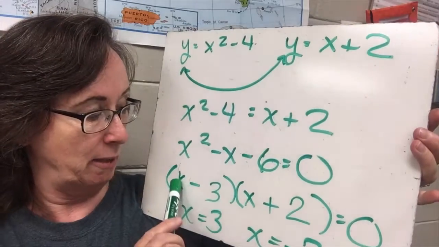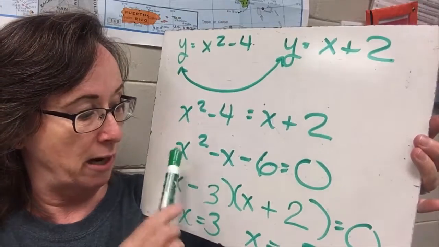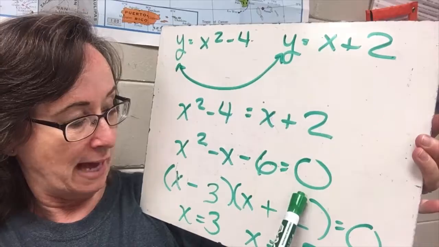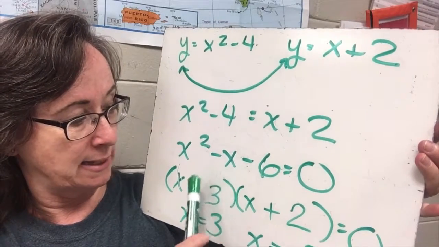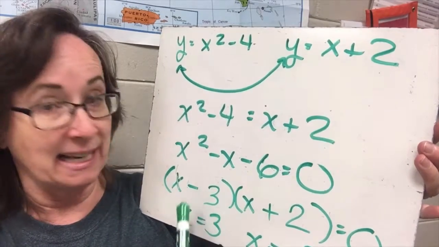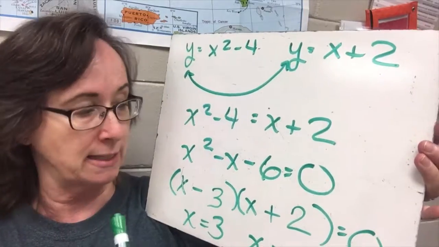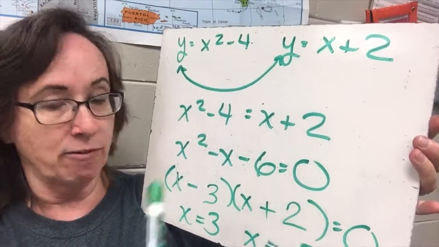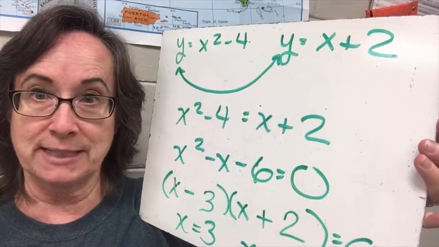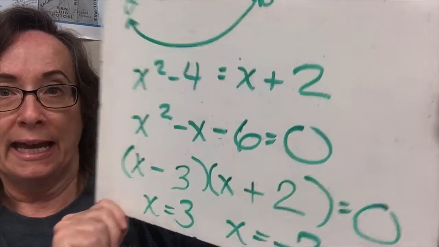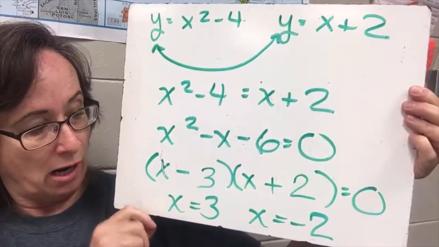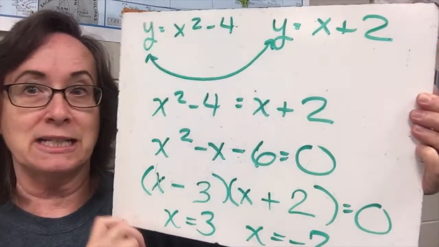Now remember, these factor because they FOIL to give me back the original. Remember foiling: we multiply these two, we get an x squared. We multiply the outsides and we get a 2x. We get the insides as a negative 3x, and the 2x and the negative 3x give me the negative x, and then the negative 3 times the 2 gives me the negative 6. So here is my answer so far, but I have two x values.